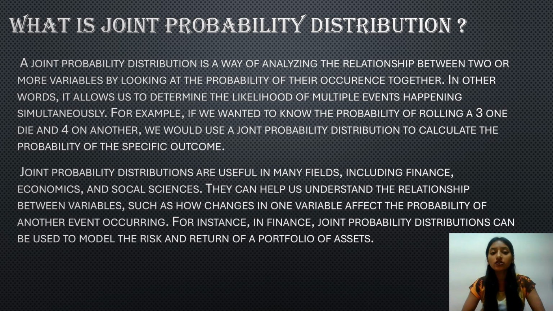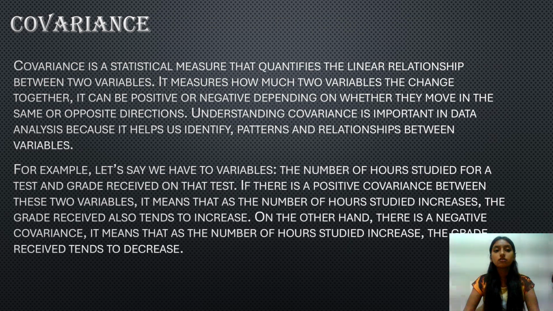Joint probability distributions are useful in many fields, including finance, economics, and social science. They can help us understand the relationship between variables, such as how changes in one variable affect the probability of another event occurring. For instance, in finance, joint probability distribution can be used to model the risk and return of a portfolio of assets.